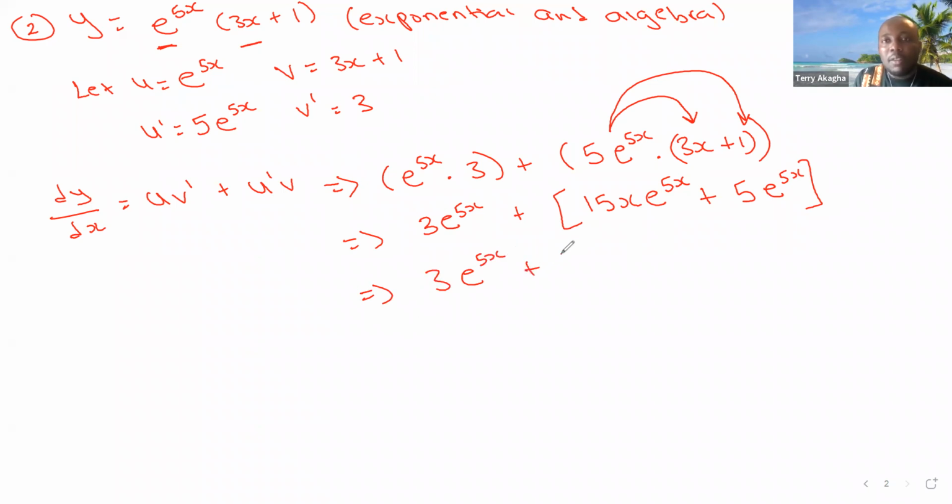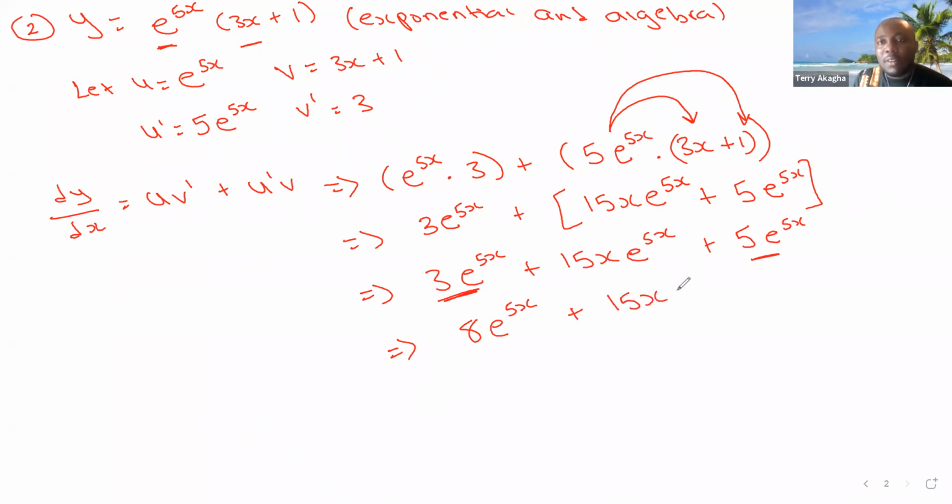3e^5x plus 15x e^5x plus 5e^5x. Can you see? Collect like terms. 3e^5x and this will give you 8e^5x plus 15x e^5x. What is common between both of them?